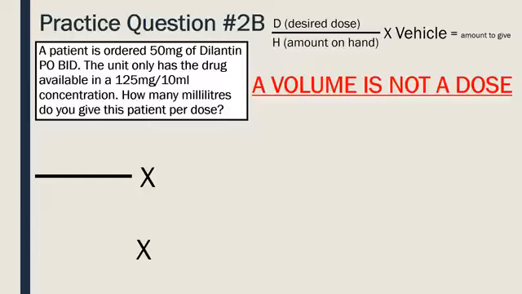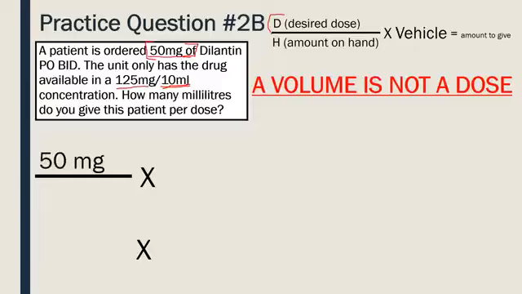Now this question is almost identical to the last question. The patient has ordered 50 milligrams of Dilantin PO/BID. Again, this is what the patient has ordered. The unit only has the drug available in 125 milligrams per 10 milliliter concentration. So this part is the same, but this part has changed. Now look, it's just the vehicle that has changed, and the actual dose that the patient required is exactly the same. Nothing has changed at all. So let's run through this question and see how much of a different result we get.